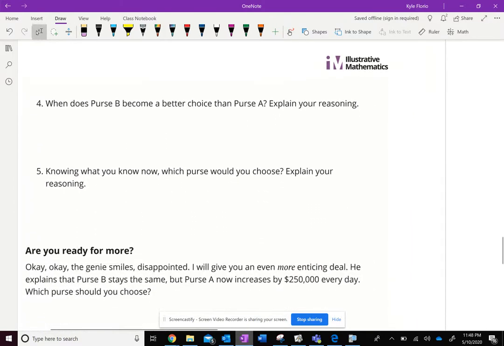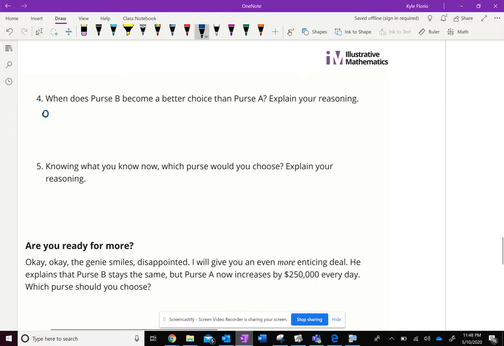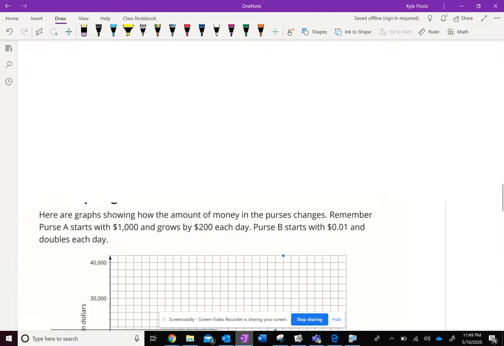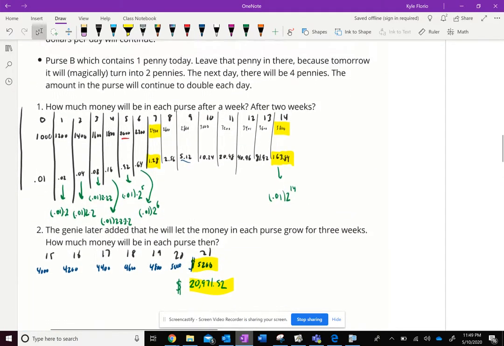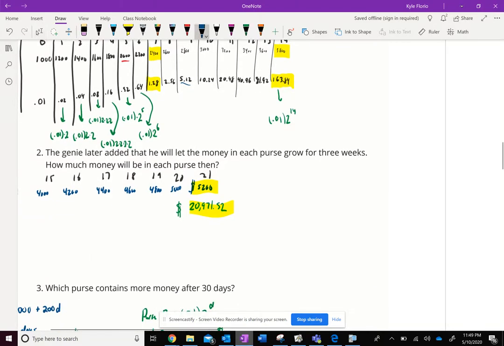Okay. When does purse B become a better choice? On day 19, the blue graph is above the red graph. And we could look at this. Actually, we can go all the way back up to the top to find day 18 and 19. Did we keep them? Oh no. So day 19 for that option was 4,600.